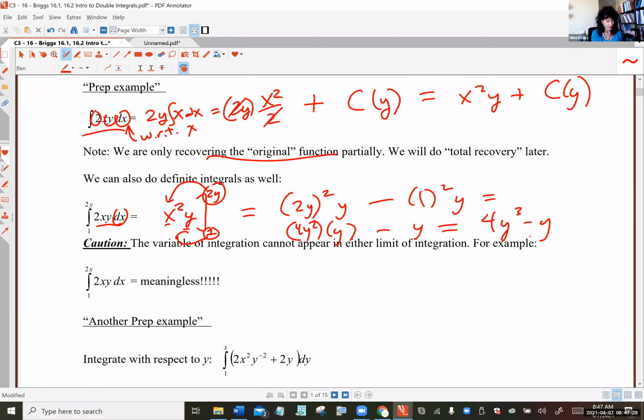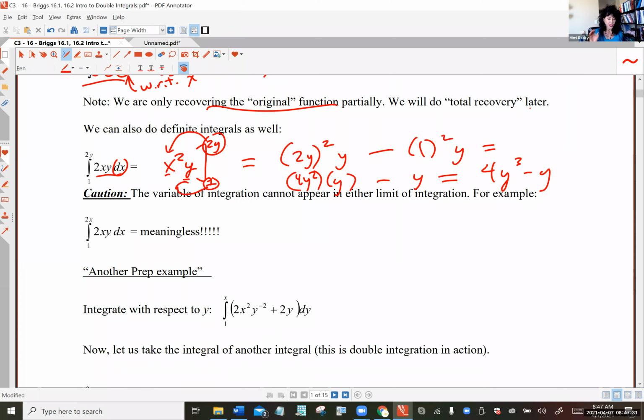Okay, fine. Now, you have to be careful. Caution, the variable of integration cannot appear in either limit of an integration. And so you might go, oh, I don't care about that because somebody else will worry about that for me. No, they won't. One of the hardest things that you're going to learn in this chapter is many of the problems are like word problems where you have to do the setup of the double integral, or as the case may be, the triple integral.